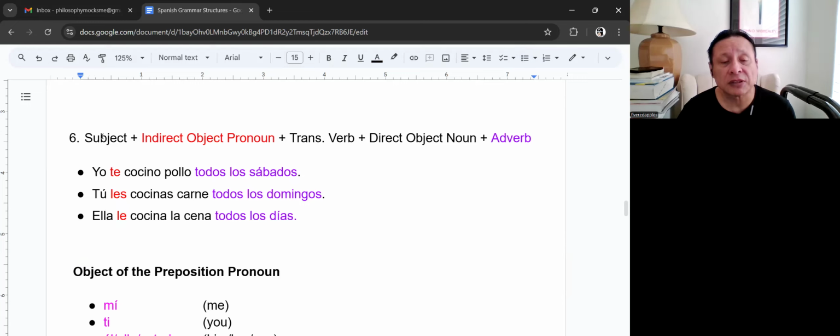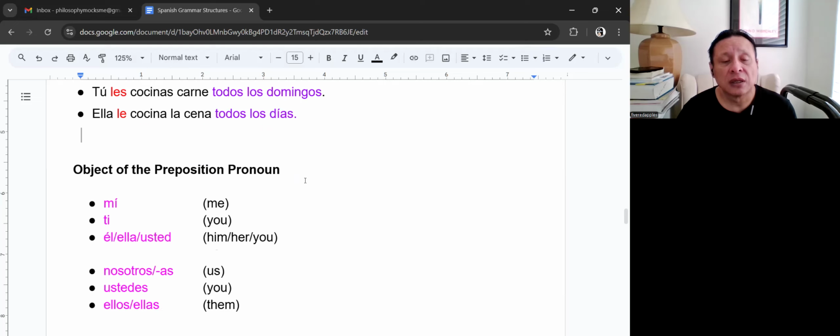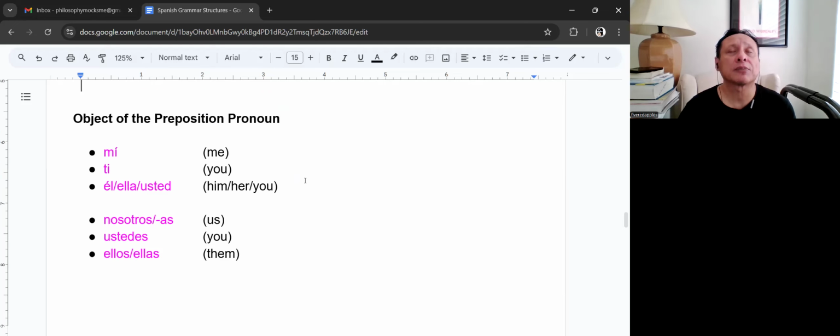Okay, this is sentence pattern number 6. Now, object of the preposition, right? With him, you need the object of the preposition him. By her, you need the object of the preposition her. For us, maybe for is not the best example. About us, you're going to need the object of the preposition us. In English, it's the same object, so we don't have to think about it. We don't have to worry about it. But in Spanish, it's different. Now, let's look at the differences.